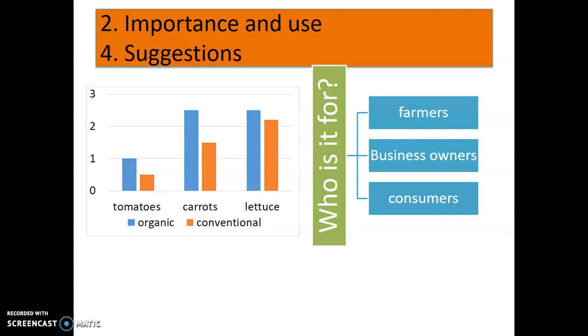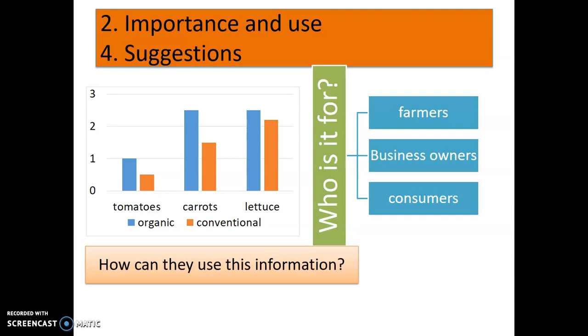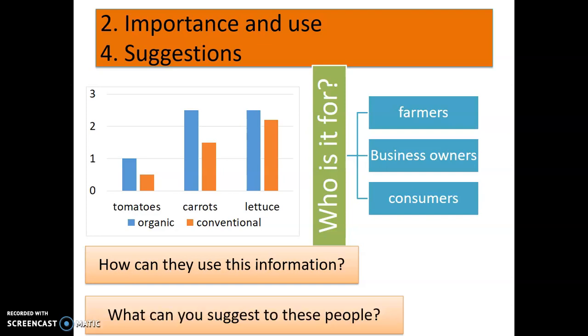When you write this part, you need to think who can use this information and how they can use it. What makes it useful for them, for farmers, for consumers, for business owners? You need to explain why. And also, what can you suggest to these people? What can you suggest to farmers, to business owners, to consumers? What advice can you give?